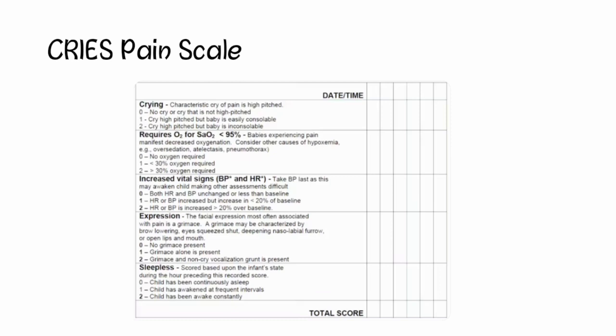Next, we have the CRIES pain scale, and the CRIES pain scale assesses crying, oxygenation, vital signs, facial expression, and sleeplessness. It's often used for babies 6 months and younger, and it's widely used in neonatal intensive care units. Then, this assessment tool is based on the healthcare provider's observations and objective measurements, and in each category, a rating of 0 means you are showing no signs of pain, and a rating of 2 means you are showing signs of extreme pain.